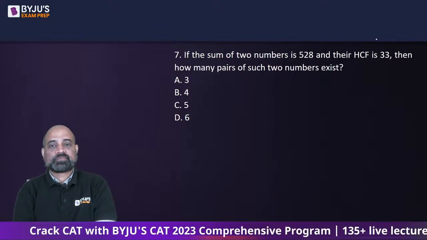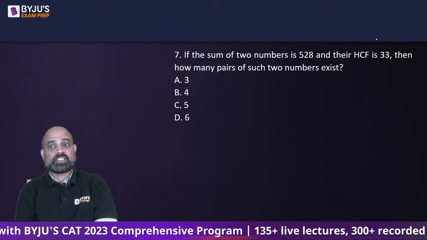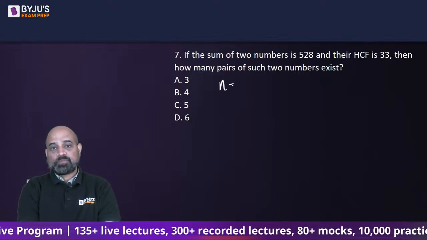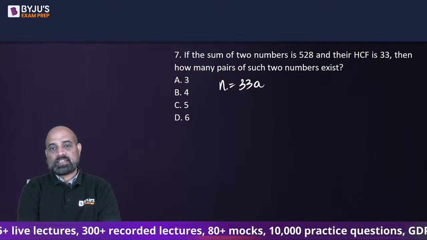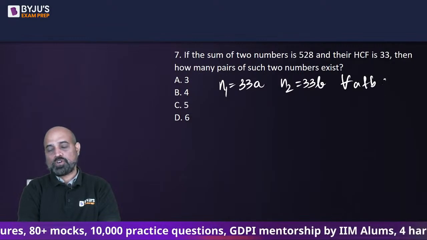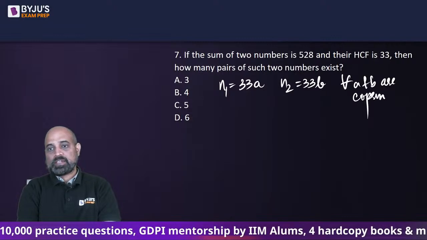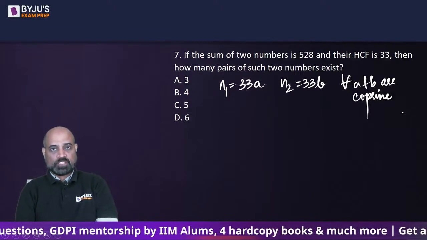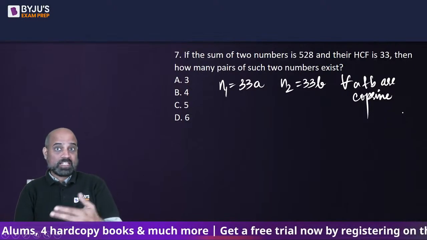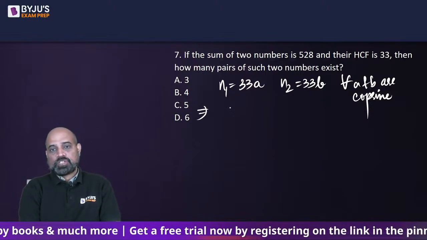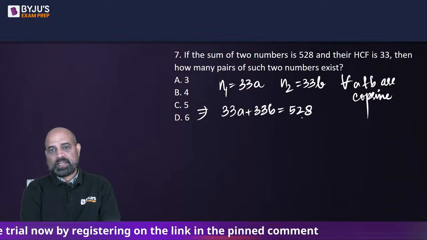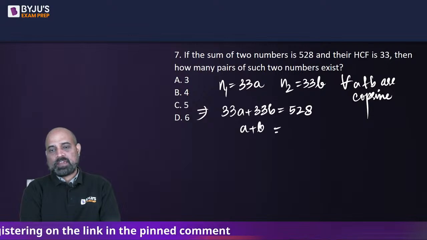Okay, the next one. If the sum of two numbers is 528 and their HCF is 33, then how many pairs of such two numbers exist? Let's say the first number is 33A and the second number is 33B, where obviously A and B are co-prime. This is how you represent two numbers when HCF is given. A and B should not have anything common between them further, because then HCF won't be 33. As per the question, 33A plus 33B is 528.